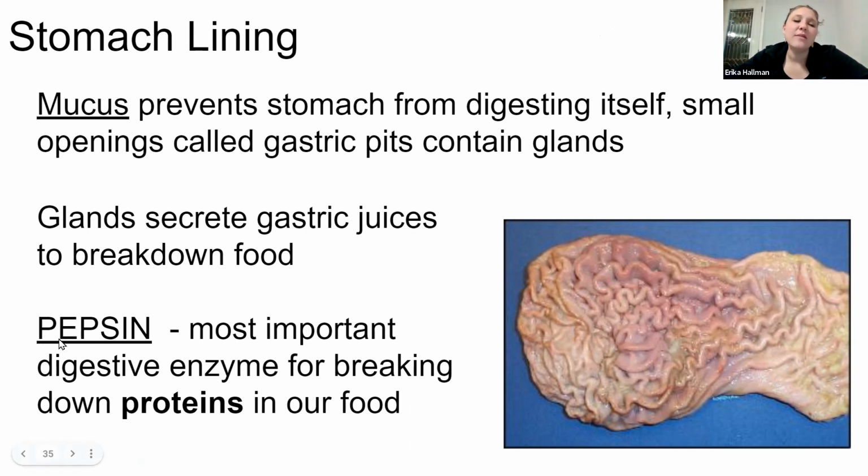Pepsin is an important enzyme to remember. This is an enzyme that really thrives in the stomach. Pepsin loves a low pH or an acidic environment, and it's going to help us start breaking down proteins in our food.